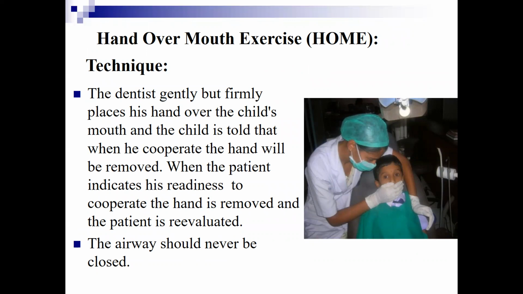How should we do it? Description of technique. The dentist gently but firmly places his hand over the child's mouth, and the child is told that when the child cooperates, the hand will be removed. When the patient indicates his readiness to cooperate, the hand is removed and the patient is re-evaluated. Of course, the airway should never be closed during that technique.